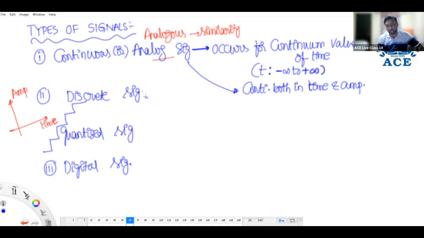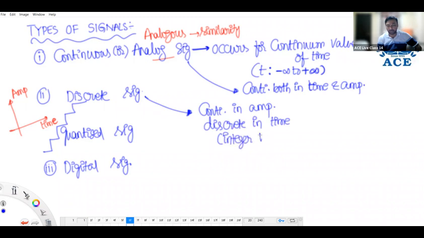Then what is the definition of this discrete signal? First, it is continuous in amplitude but discrete in time. It means the signal is observed for certain integer values of time index. It is continuous in amplitude but discrete in time.